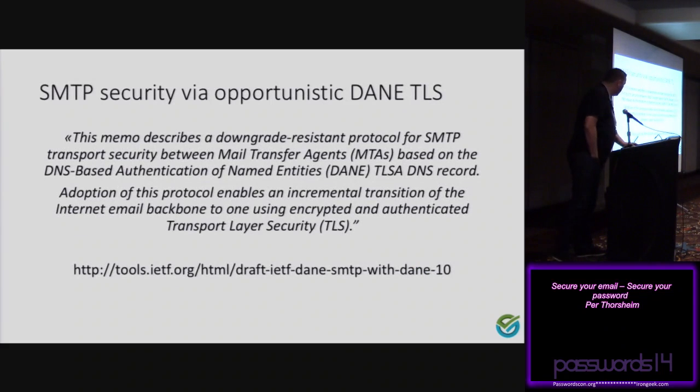At the moment it's an IETF draft, and it's authored by Victor Duchovny and a few other guys known from the Postfix universe. And what they are going to do is to use DANE TLS and use DNSSEC to make it a lot more robust. It says, as you can read here, this memo describes a downgrade-resistant protocol for SMTP transport security between mail transfer agents based on the DNS-based authentication of named entities, DANE TLSA DNS record. Read the IETF draft. It's good, it's long, and it's really explanatory on this one.